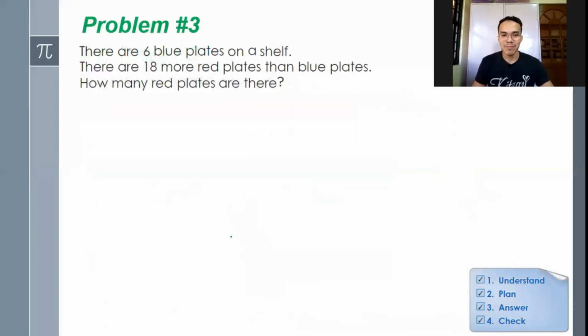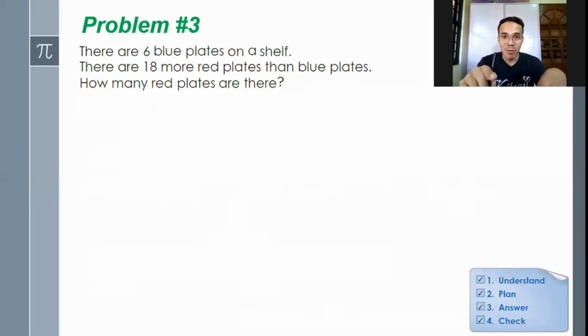Problem number 3. There are 6 blue plates on a shelf. There are 18 more red plates than blue plates. How many red plates are there? Okay, so let's understand the problem. The problem talks about a shelf. In a shelf, there are some plates. Some of them are blue, some of them are red.